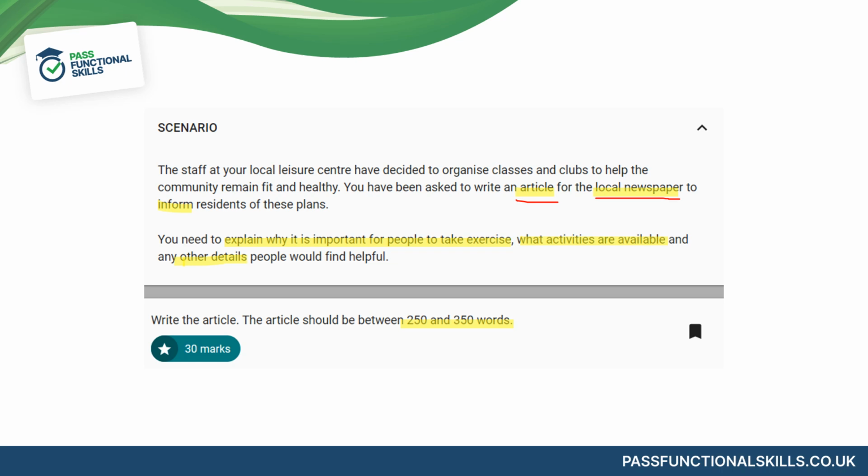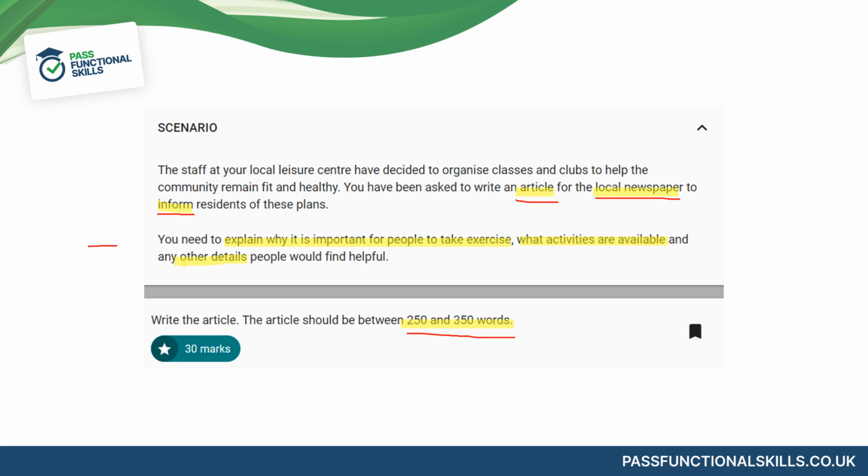And then we need to think about the purpose as well. So here it's to inform residents of these plans. So if we're writing to inform, we need to use quite explanatory, detailed language, and also maybe some facts and figures to give information to the reader. We also need to see if there's a word count. So here there is 250 and 350 words.